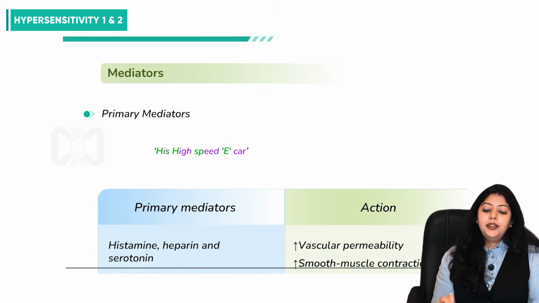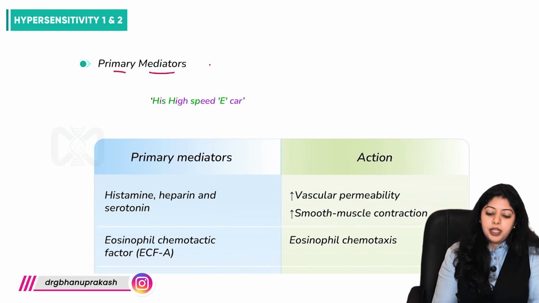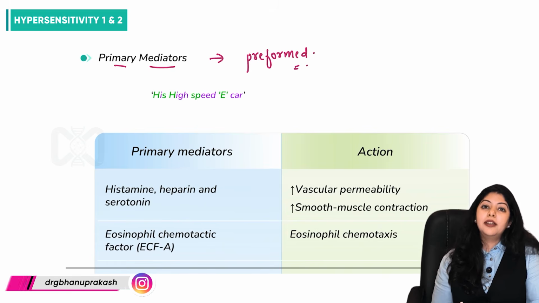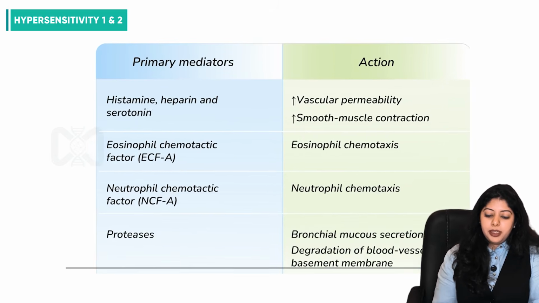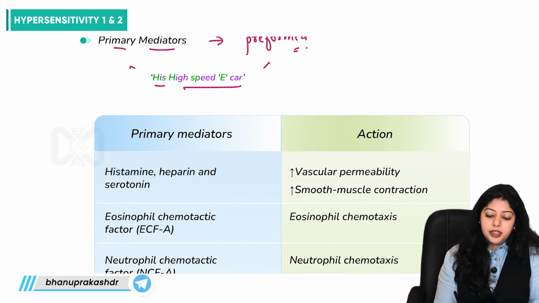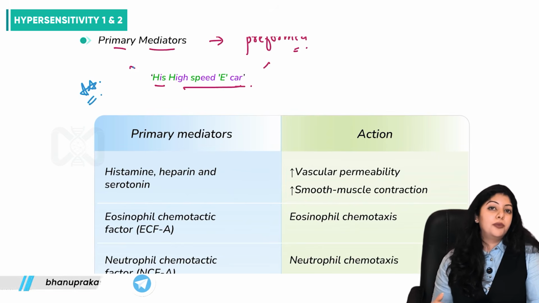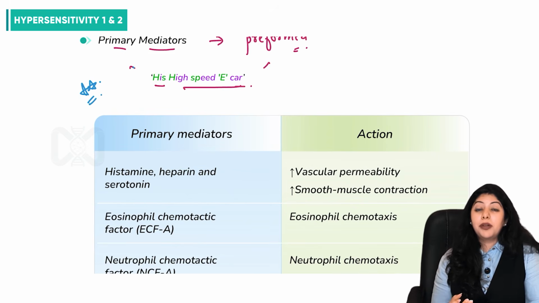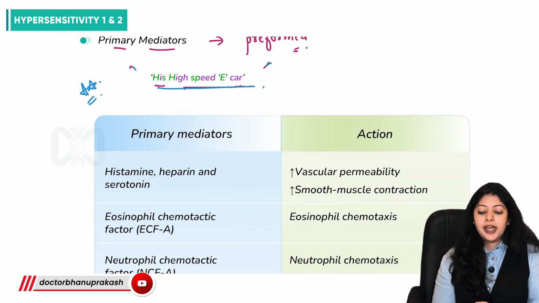So now let us look at the mediators. We have the primary mediators, which are also the preformed mediators, which are present and waiting to be induced by the allergen, right? For remembering the primary mediators, because you often get confused in the exams, you are asked about the different types of mediators and you do not know whether these are primary or secondary mediators. So let us learn this with the help of a mnemonic: His high-speed E-car.